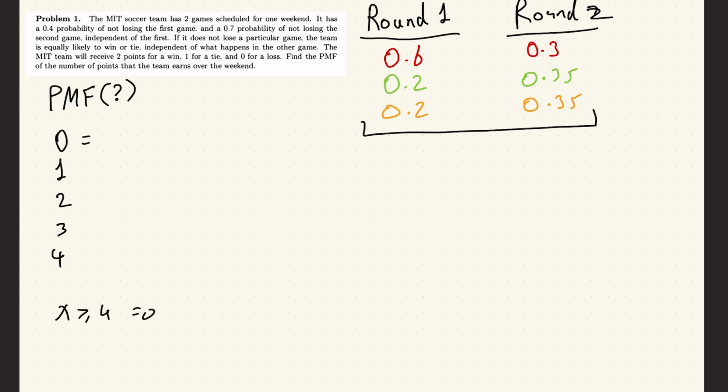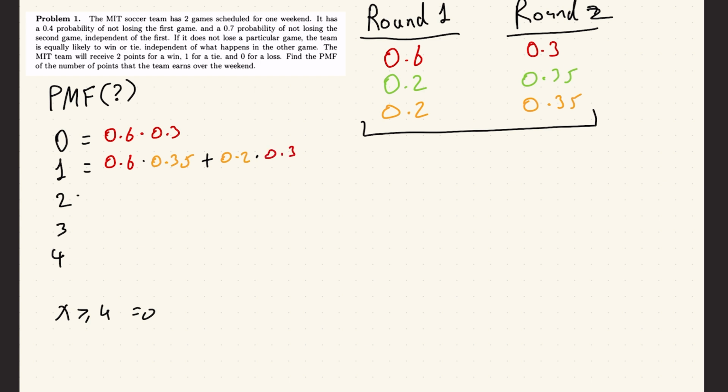For 0, what do we need? We need the team to lose the first round and to lose the second round. Now what's the probability of getting 1 point? Well, we can calculate this as the probability of the team losing the first round times the probability of them tying the second round, or the probability of them tying the first round and losing the second one, as written here.